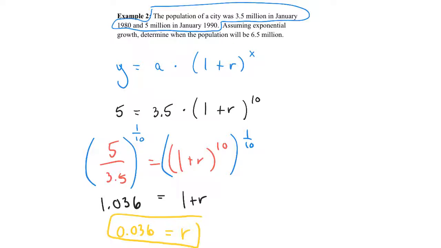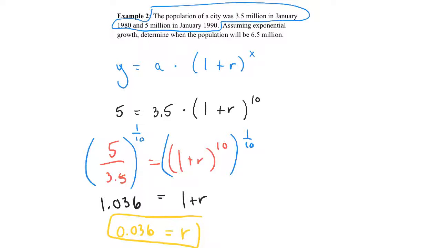Anyway, with that, how did you get to 1.036? 5 over 3.5. Oh, wait, no, I mean the 0.036. Subtract 1 from both sides. This number minus 1. Just do it in your head, right? You're left with the decimal. Like 1.5 minus 1 is 0.5.